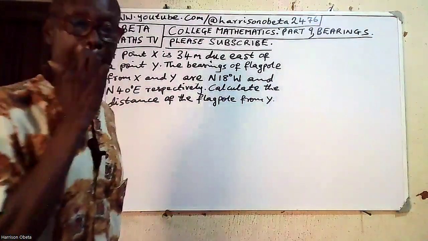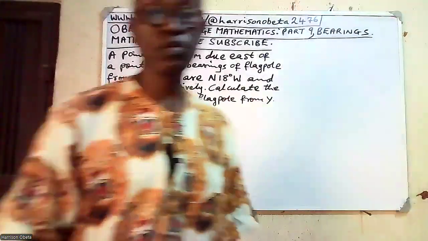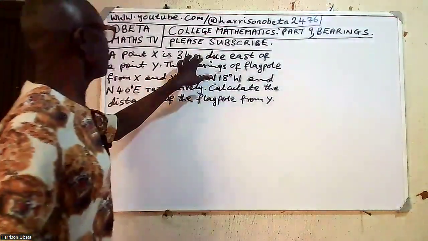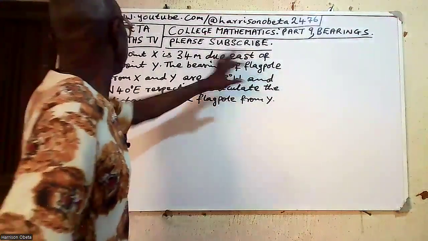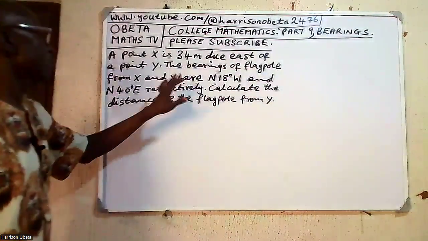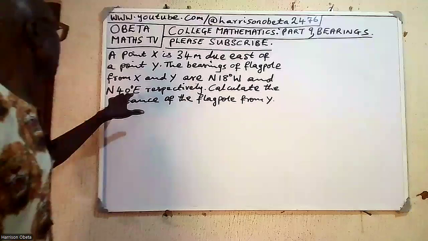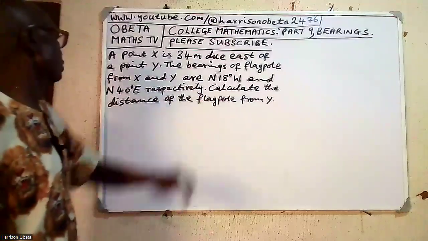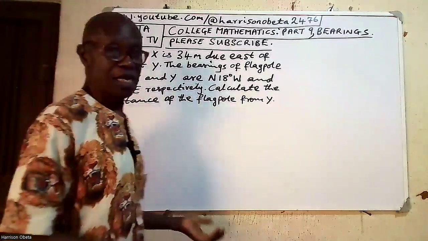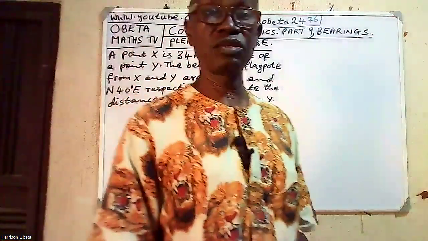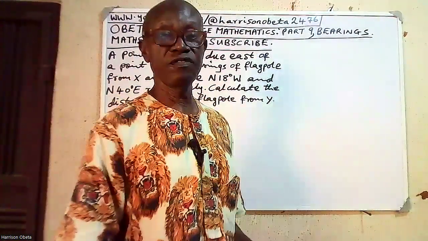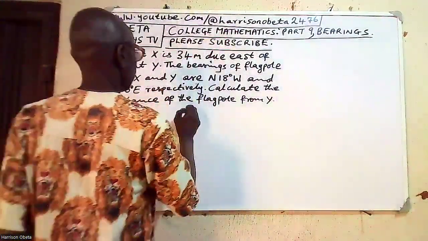We have a question on the board. The point X is 34 meters due east of a point Y. The bearings of the flagpole from X and Y are given, respectively. We have to calculate the distance of the flagpole from Y. As usual, we have to start by drawing the cardinal points and then locating the different points. Solution.